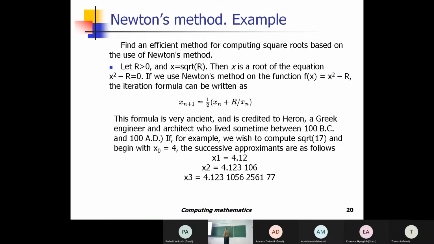Well, I can raise this equality to the power of 2. What happens? x squared equals R. Right? I just squared it.